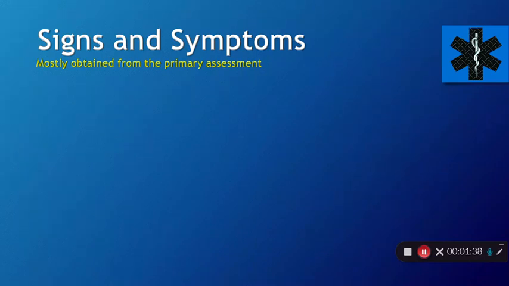Most of this is obtained from your primary assessment. So signs are things that you can see. You can see if your patient's sweaty. You can see if they're pale. You can see if they're unresponsive. Symptoms are things that your patient has to tell you, such things as they feel nauseous, or they feel dizzy, or they feel lightheaded, or they just feel like something's wrong. But those are going to come when you look at your patient, when you do your ABCs, and when you get that chief complaint.